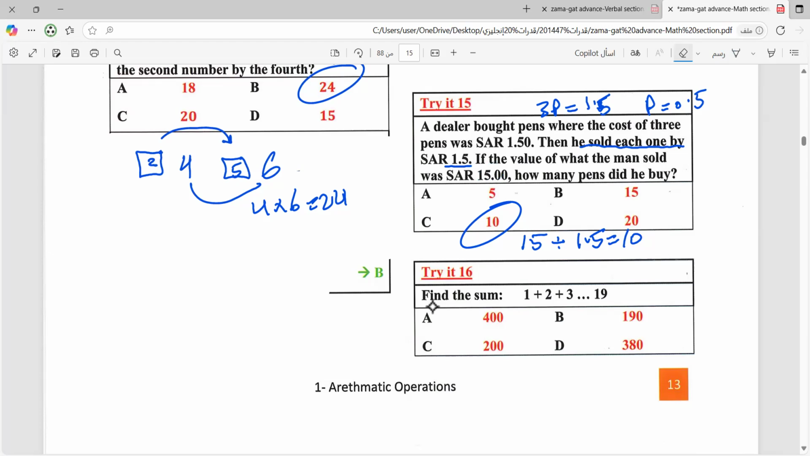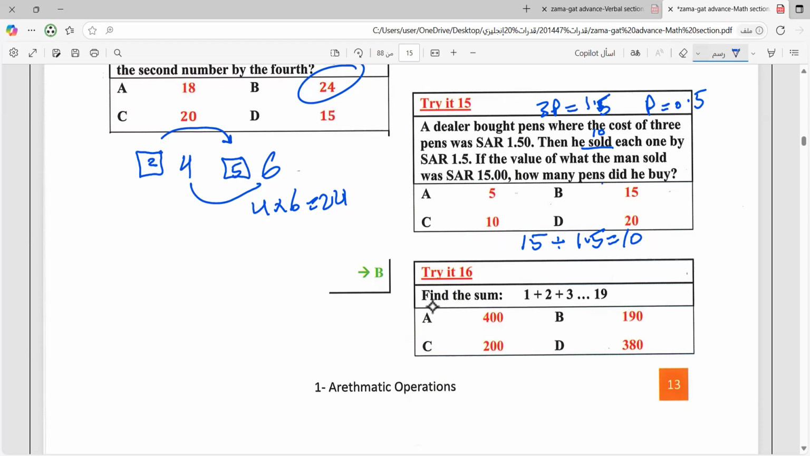Yeah, it says how much he bought, so it's more than 10. It's either 15 or 20. Look, he sold 10, so it can't be 5. Yeah, it says how many did he buy, not sold. How many pens did he buy? It will either be 15 or 20. So the answer is what here, my student? I have no idea.